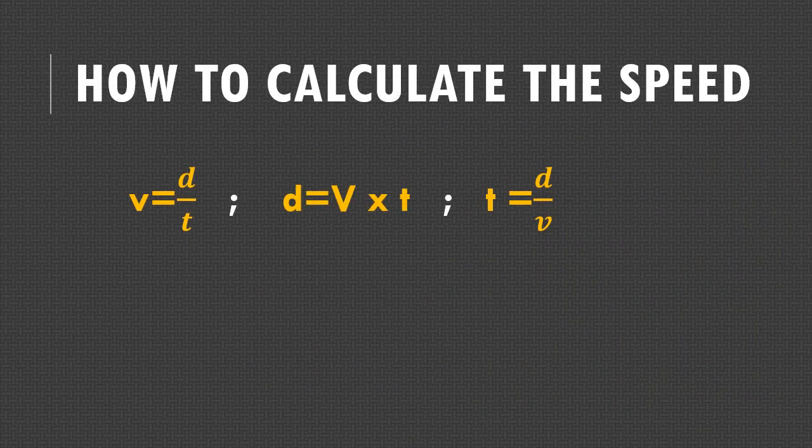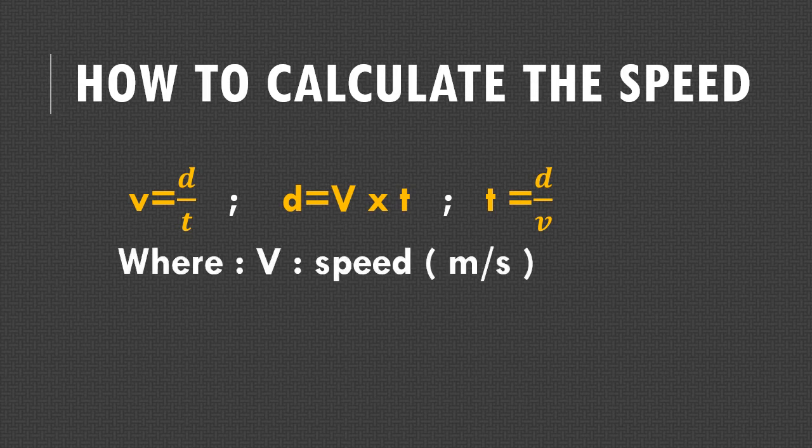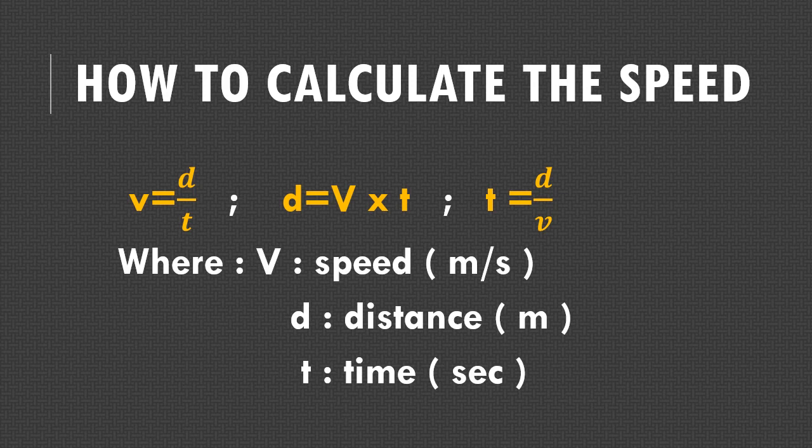Now, how can we calculate the speed? The speed depends on distance and time. So as a result, we can conclude that the instantaneous speed is the speed at a specific moment, while the average speed is the speed between two instants. Speed equals distance over time, distance equals speed times time, and time equals distance over speed. Pay attention to the units.